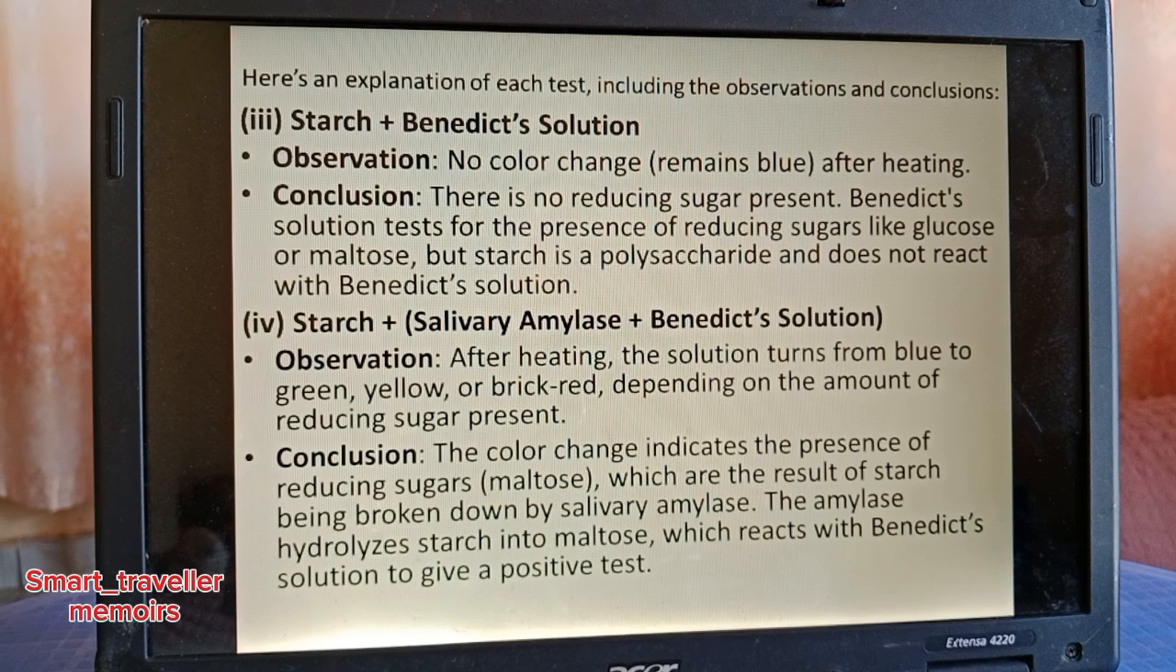Test tube 4, starch plus salivary amylase plus Benedict solution. Observation: after heating, the solution turns from blue to green, yellow, or brick red, depending on the amount of reducing sugar present. Conclusion: the color change indicates the presence of reducing sugars, maltose, which are the result of starch being broken down by salivary amylase. The amylase hydrolyzes starch into maltose, which reacts with Benedict solution to give a positive test.